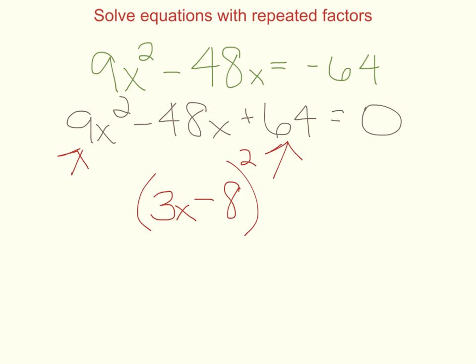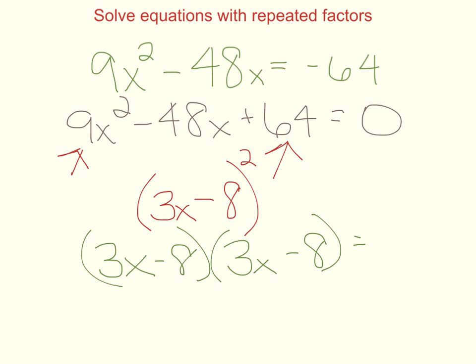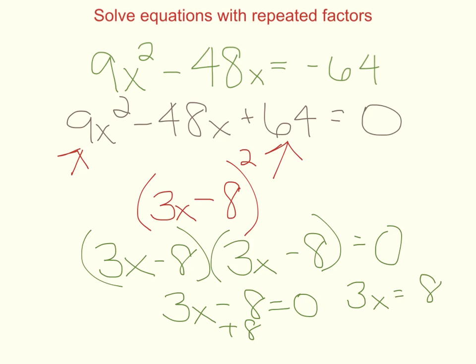So then you're writing this as two factors. So 3x minus 8 times 3x minus 8 equals 0. And you're just going to set one of those equal to 0 because it's going to get you the same thing. So 3x minus 8 equals 0. You add 8 to both sides. It's going to give you 3x equals 8. Then you divide both sides by 3. So that means that x equals 8 over 3.